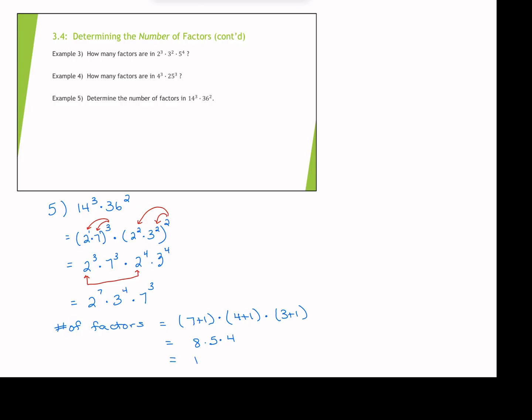So you should get a total of 160 options, or in terms of the number of factors you would have for that particular value. So if we take 14 to the power of 3 and multiply it by 36 to the power of 2, we would end up with 160 total factors. Now that would take us all day. So all we're asking you to do in this scenario is determine how many factors you would have, not actually what those factors are.